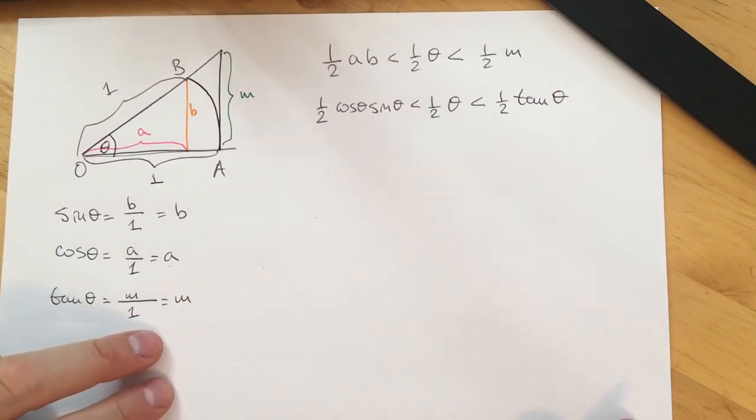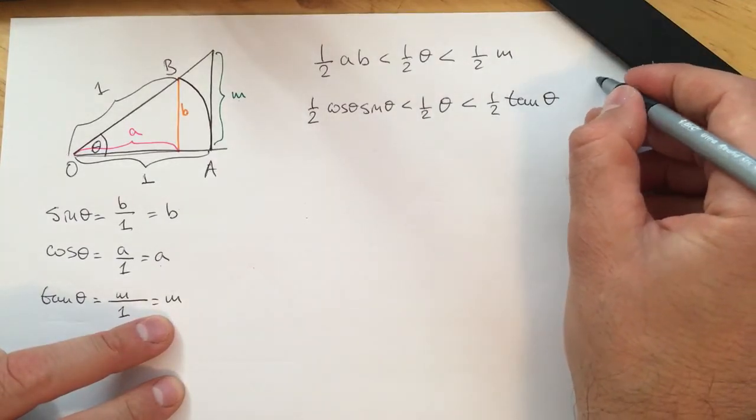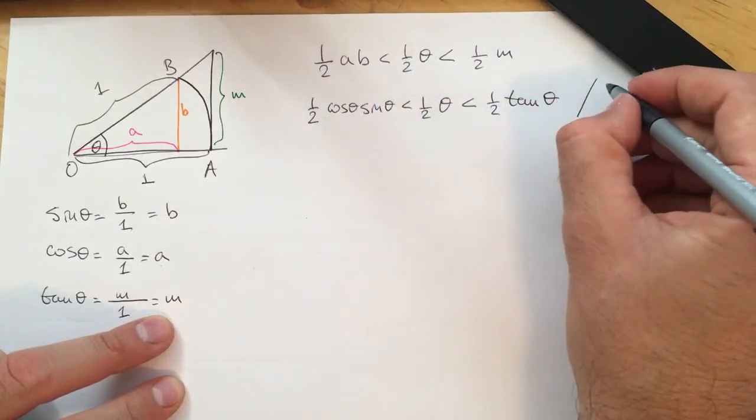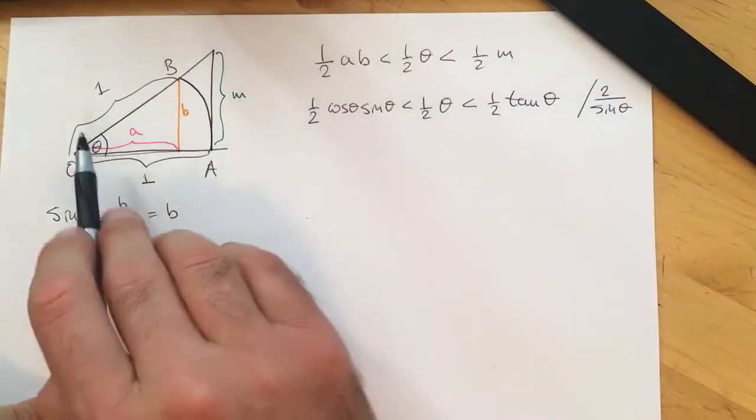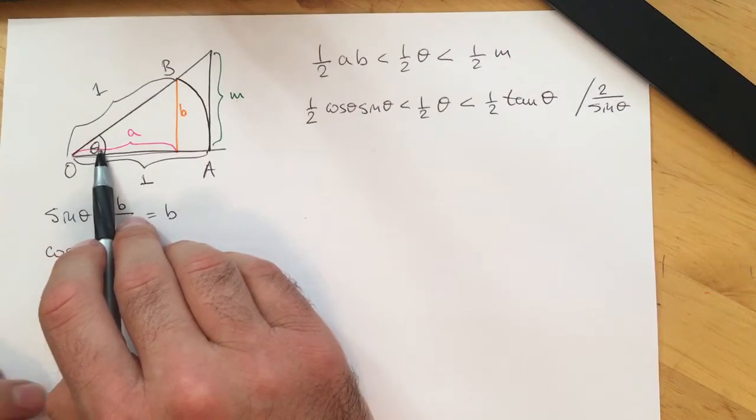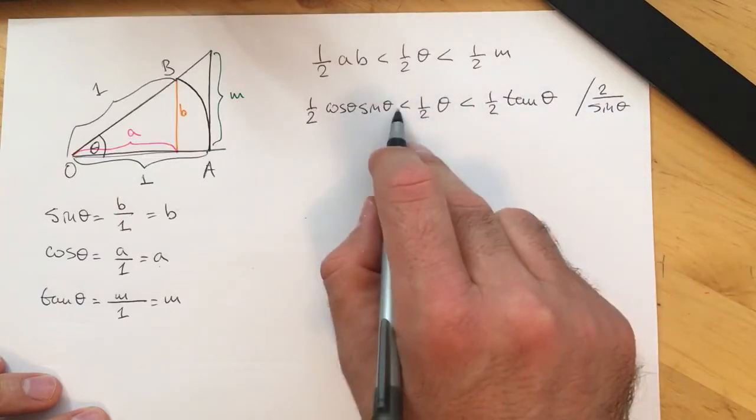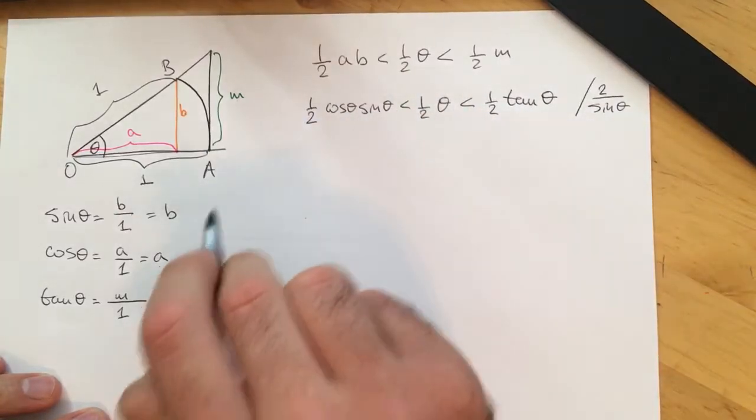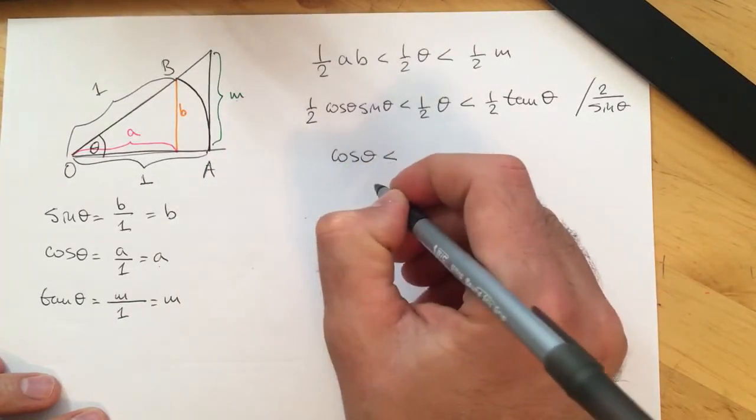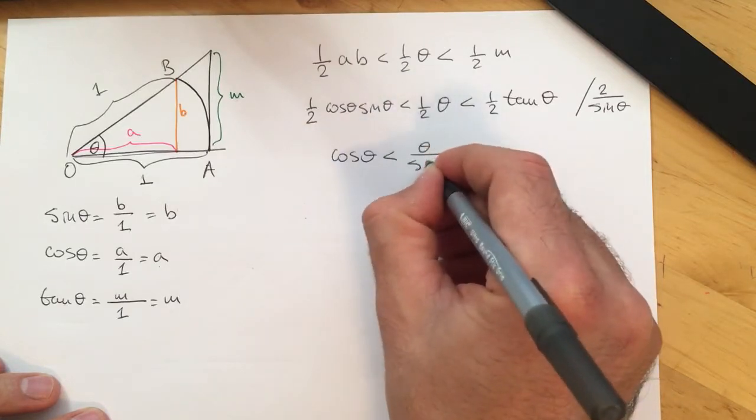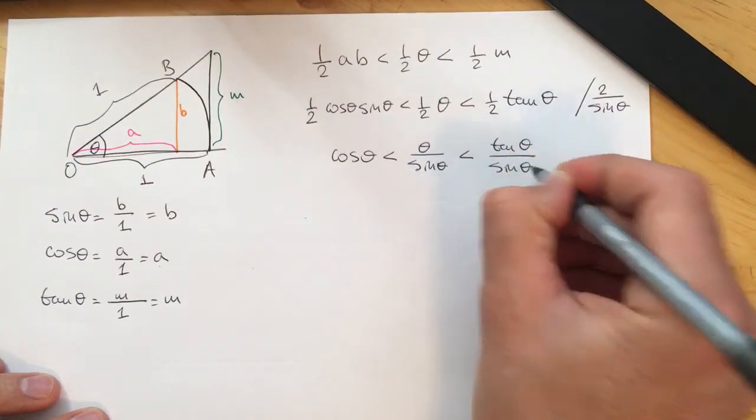So what can we do now? Let us multiply this whole inequality by 2 over sine of theta. This is a positive number because theta is between 0 and 90 degrees. If you multiply an inequality by a positive number, the inequalities are not going to change. You do this by yourself. What we are left with is cosine theta less than theta over sine theta less than tangent of theta over sine of theta.